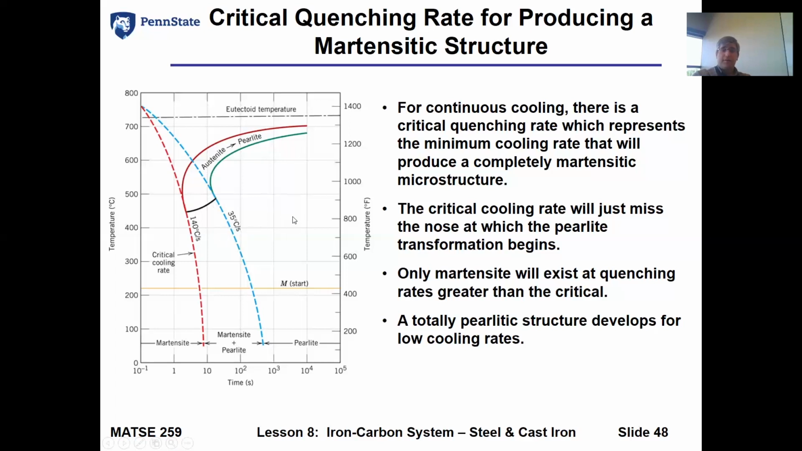So say if it was 20 degrees C per second, we would have a 100% pearlite structure. If it was 150 degrees C per second, we would have a 100% martensite structure. If it was somewhere in between, at say 75 degrees C per second, we would have a mix of martensite and pearlite, and we would try to adapt that to determine how much martensite and pearlite we would end up with. So slower cooling rates, pearlite; faster cooling rates, and to go above this critical cooling rate here, we have 100% martensite.